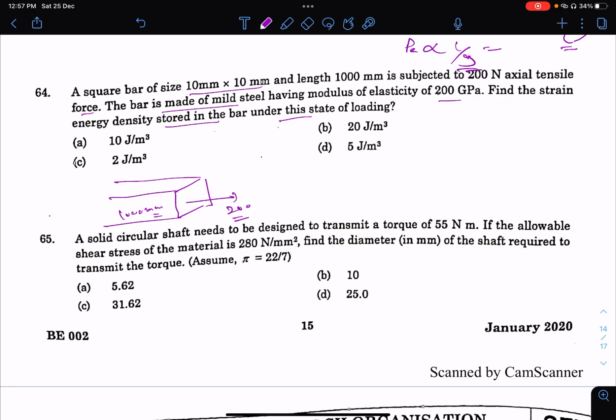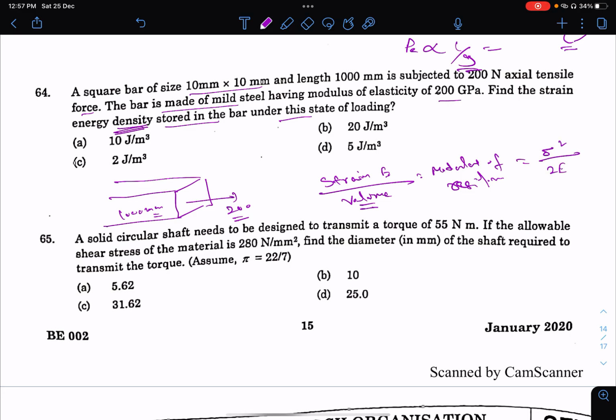So strain energy per unit volume. Density means the energy stored in the bar per unit volume. It is also called modulus of resilience. So that is equal to sigma squared upon 2E. So I can write sigma is equal to P by A, whole squared, divided by 2E.